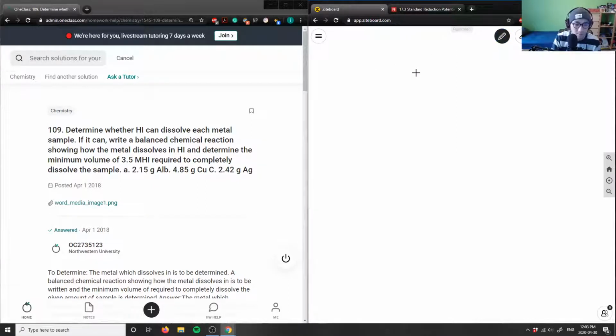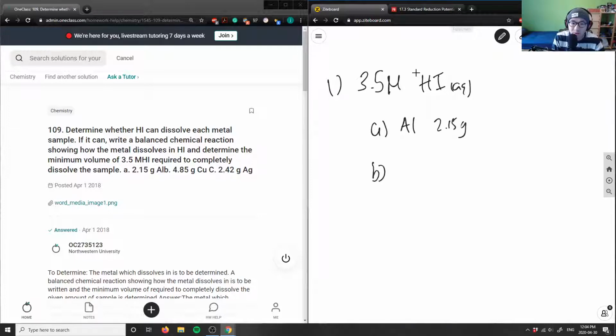Let me write this down here. Notice number one, we have 3.5 molar HI, and this should be an aqueous solution. So we know it's hydroiodic acid, and we are given three metals. A here is aluminum, so we have 2.5 grams of aluminum. B is copper, Cu, and this would be 4.85 grams. And finally C, this is silver, and we have 2.42 grams here.